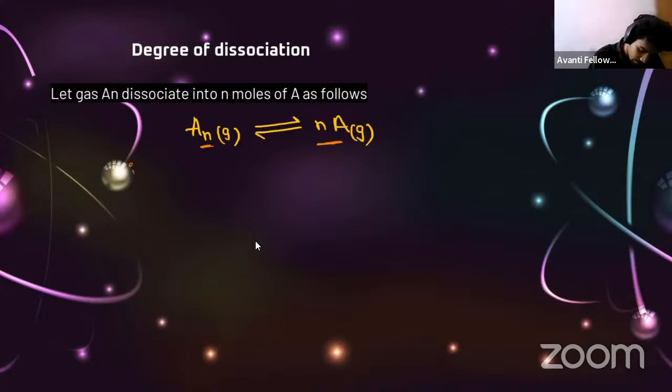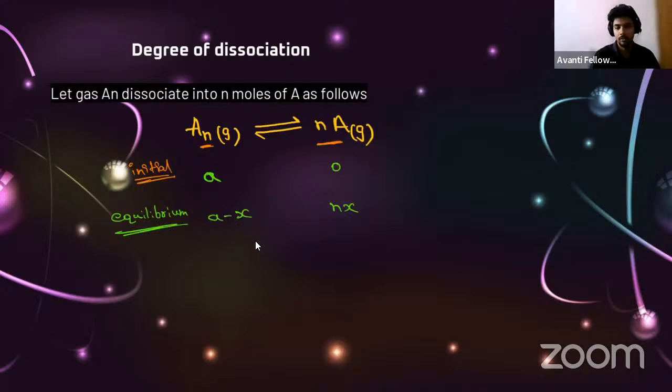First, write the initial conditions. Let's say the concentration of AN is A, and the concentration of N moles of A product is 0, initially. Now at equilibrium, what is the concentration of AN? Nothing but A minus X is lost. If X moles of AN is lost, exactly NX moles of A will be produced. If 1 mole is lost, N moles is produced. Same thing, if X moles is lost, NX moles will be produced. By using this, we will be doing the calculation.